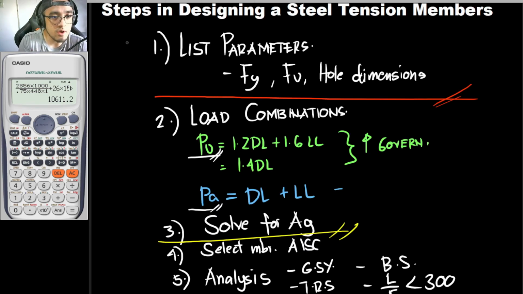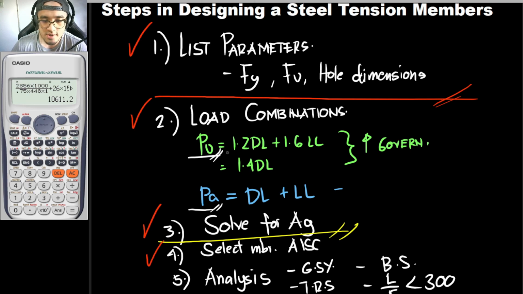So from that, guys, you're already done here, you're already done here, and we have already selected a member, which is W10 by 60. So the next thing that we would be doing here is to check if the section is really adequate by analysis.